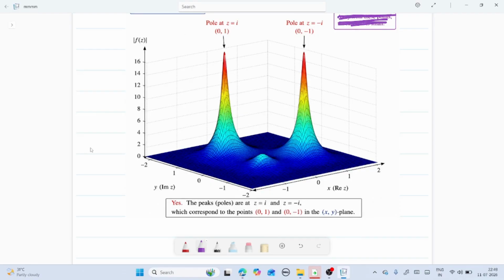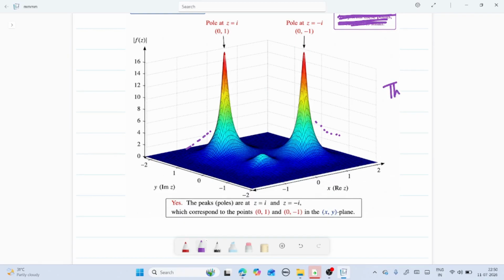Now this function can also be represented and visualized in a 3D graph, where you can see the poles at z equal to i and z equal to minus i, which corresponds to the points (0, 1) and (0, minus 1) in the xy plane. You can also see from the graph that the functional values near the poles become larger and larger, whereas away from the poles the functional values are smaller. So this will give you a better idea.